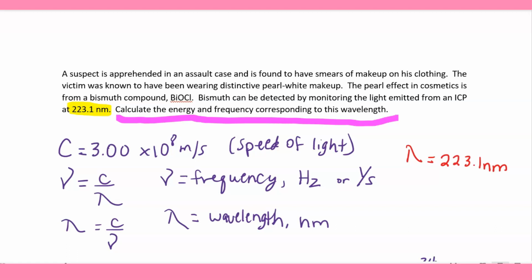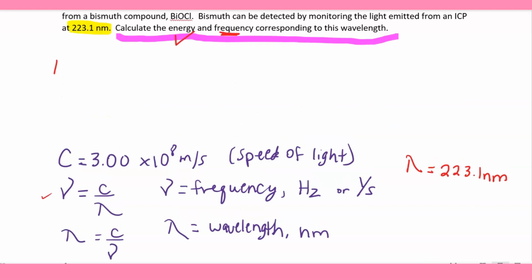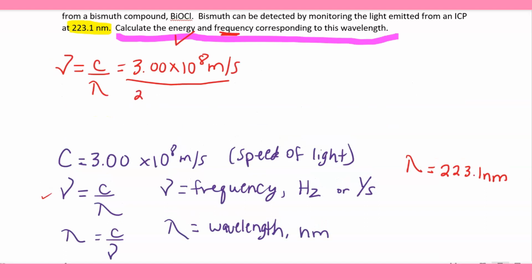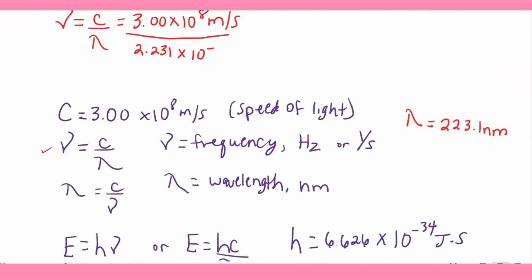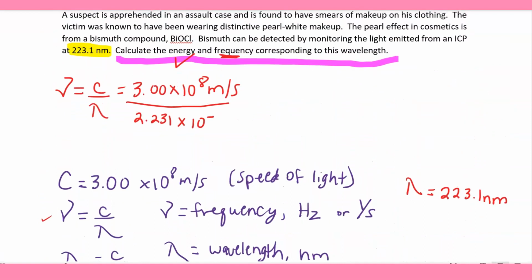Now, we've got to calculate the frequency. That's the last part of our problem. We've calculated the energy. Now let's calculate the frequency. And if you look at the formula for frequency, it's equal to C over that little wavelength number. So we're going to use the 2.231 times 10 to the negative 7th power. So we got 3.00 times 10 to the 8th meters per second divided by 2.231 times 10 to the negative 7th meters.